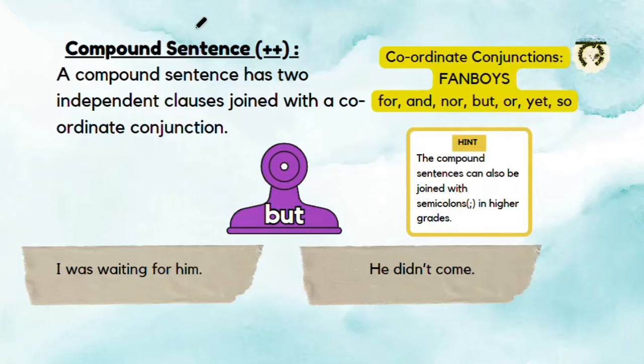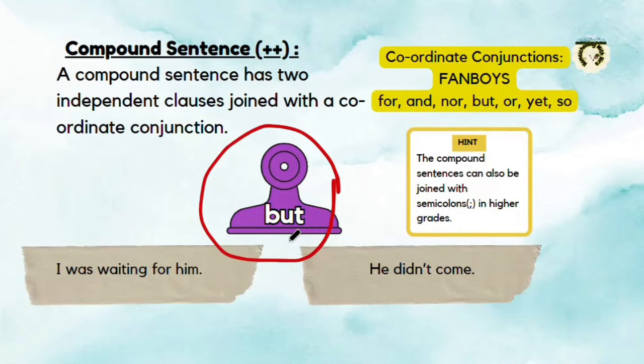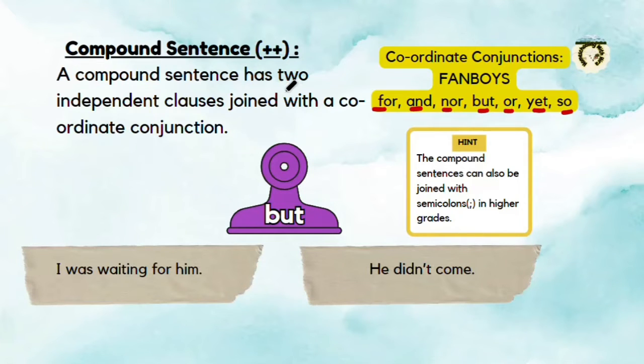How do we make compound sentences? We need to have two independent clauses joined with a coordinate conjunction. What is a coordinate conjunction? Coordinate conjunctions are for, and, nor, but, or, yet, so. If you want to remember them with a mnemonic, it's FANBOYS. F for for, A for and, N for nor, B for but, O for or, Y for yet, and S for so. FANBOYS.